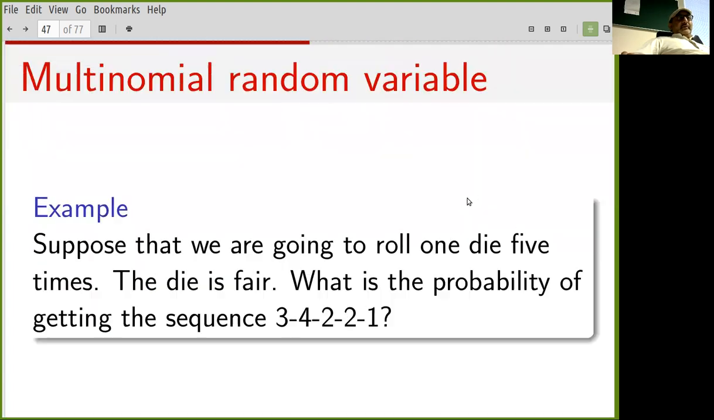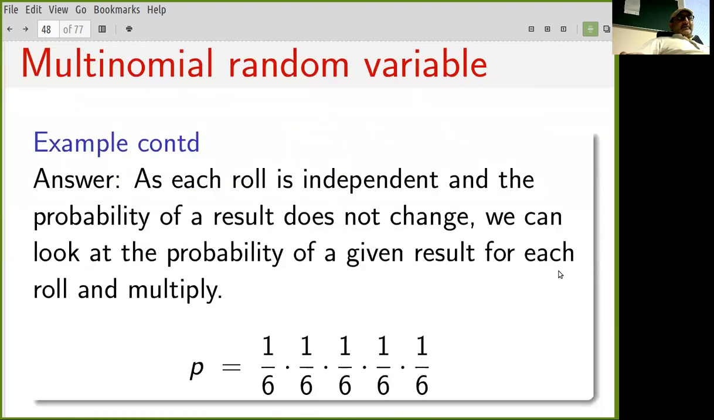Okay, we're going to roll 1 die. The die is fair. We're going to do it 5 times. What's the probability of getting exactly this sequence: 3, 4, 2, 2, 1? The probability of a 3 is 1/6, of a 4 is 1/6, of a 2 is 1/6, another 2 is 1/6, and 1 is 1/6. The trials are independent, so the probabilities can simply be multiplied. So the probability of this exact sequence is 1/6 to the 5.